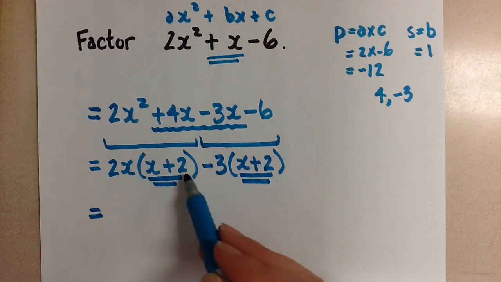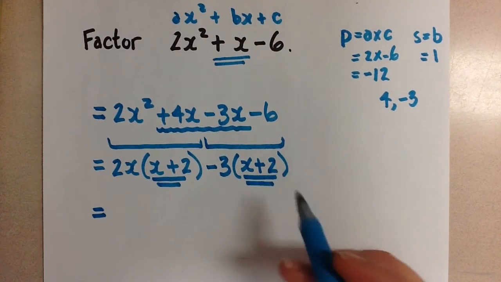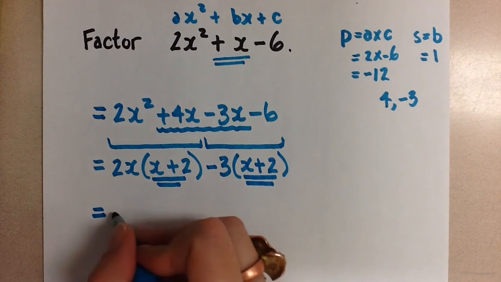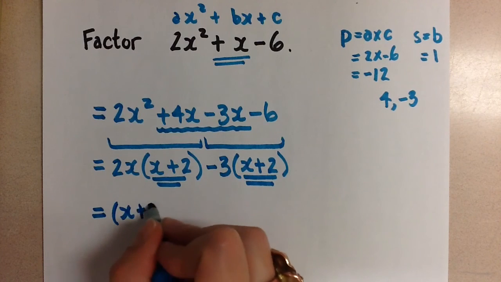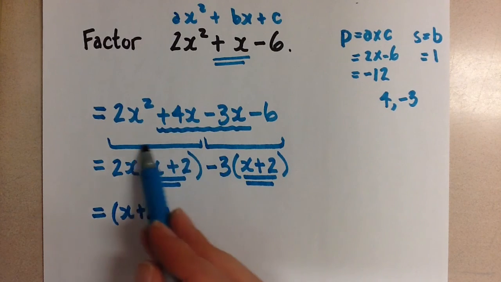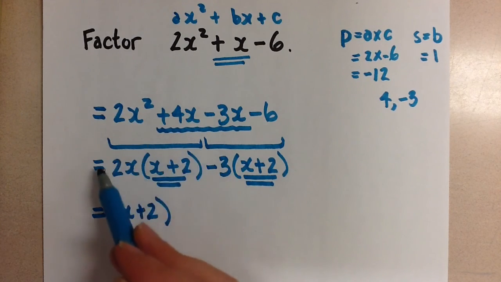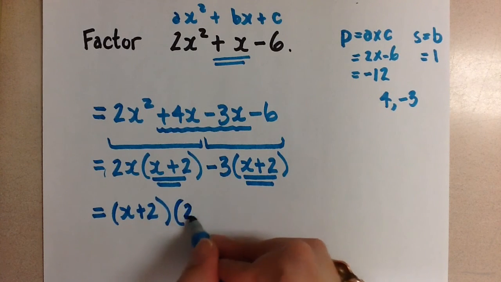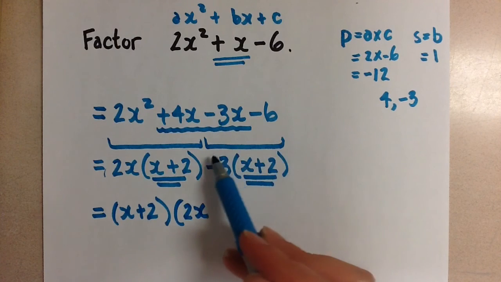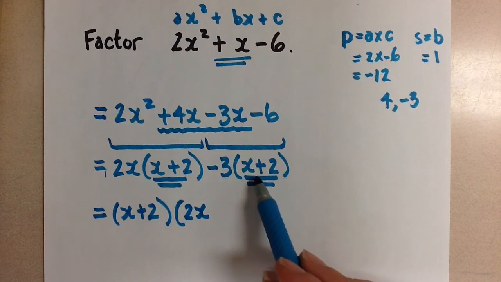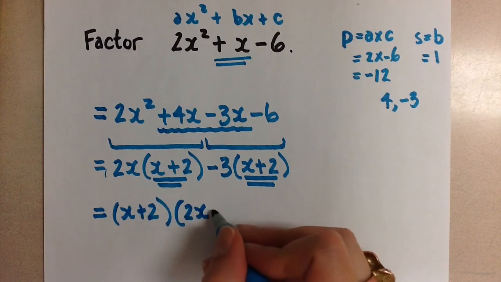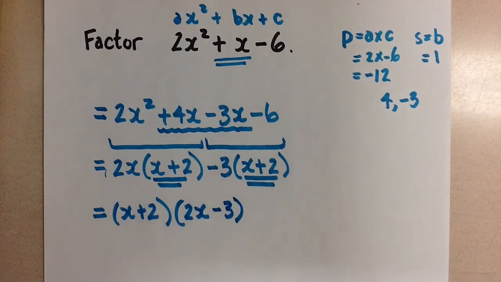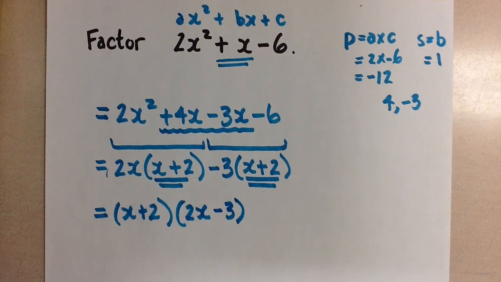Now let's treat that as a common factor and pull it out to the front of the equation. If we look at this whole term and we divide by the x plus 2, we're left with 2x. And if we look at this term and we divide by the x plus 2, we're left with minus 3. Now this is our final expression in factored form.